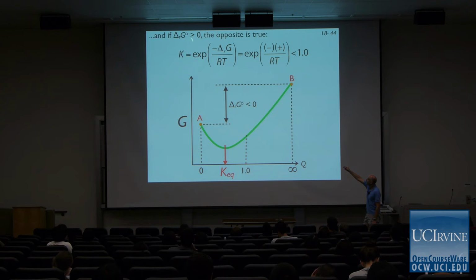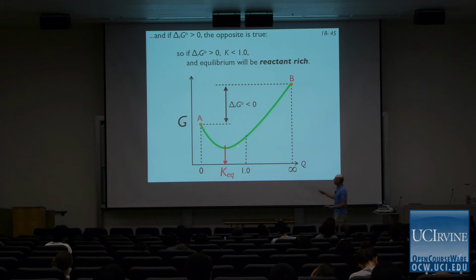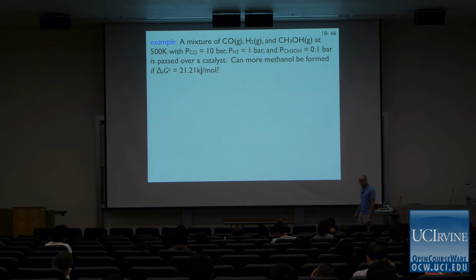Conversely, if the standard reaction Gibbs energy is greater than 0, in other words, B is up here and A is down here, that's the positive standard Gibbs energy. Now the curve is going to be skewed the other way. K is going to be less than 1. Okay, and we're going to be reactant rich by virtue of the same thinking. Okay, so this picture is self-consistent. We can think of it in terms of K, G, standard Gibbs reaction energy, any of those things.